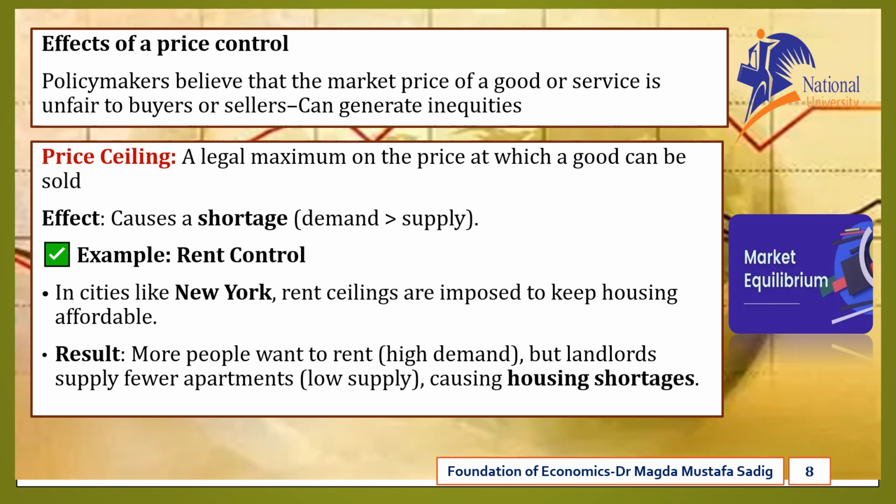Conclusion: price ceilings, when set below equilibrium, may help some consumers in the short term, but they often lead to persistent shortages and inefficient allocation of resources. Effective policy must balance equity with efficiency.